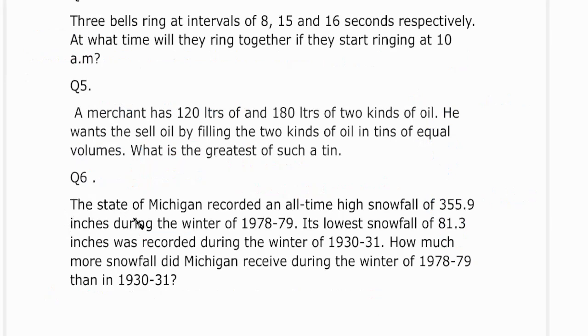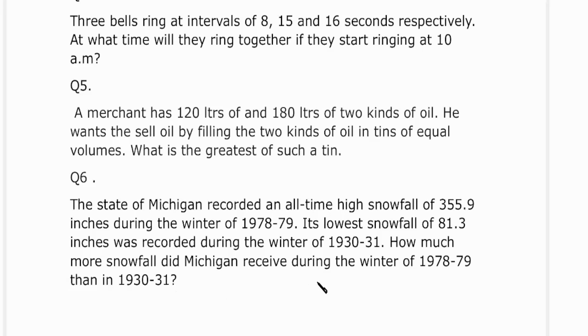Now the sixth question, number 6. The state of Michigan recorded an all-time high snowfall of 355.9 inches during the winter of 1978 and 79. Its lowest snowfall of 81.3 inches was recorded during the winter of 1930 to 31. How much more snowfall did Michigan receive during the winter of 1978 to 79 than 1930 to 31? It is just like a comparison.